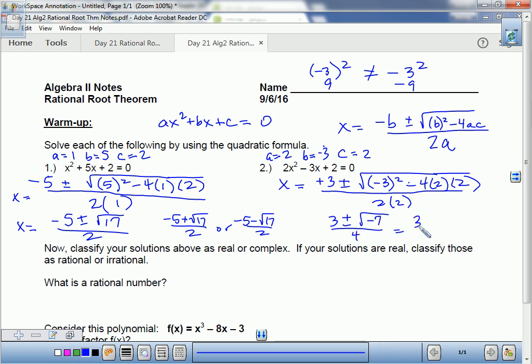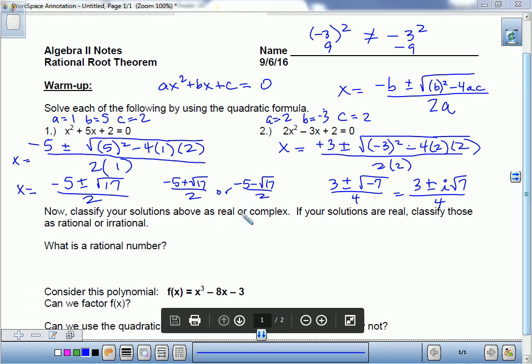Well, this can simplify some more because we know that when we take the square root of a negative, it's actually an imaginary number. See, this one has 2 solutions, but these solutions are not real. These are real solutions, but they're irrational. They're not rational. These are not even real. These are complex solutions. So classify your solutions above as real or complex. If your solutions are real, classify those as rational or irrational.